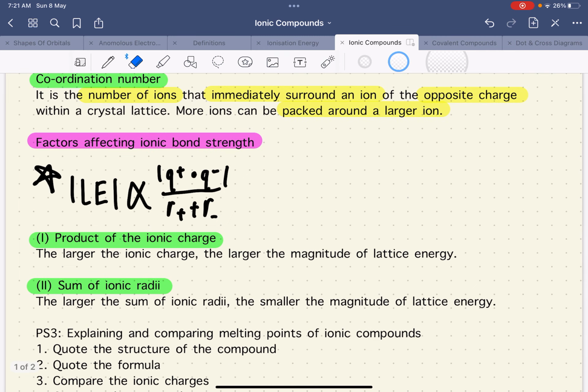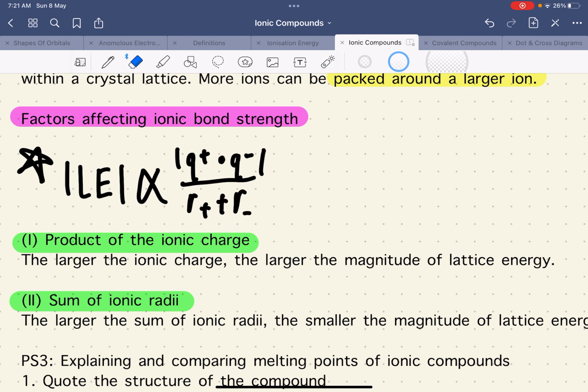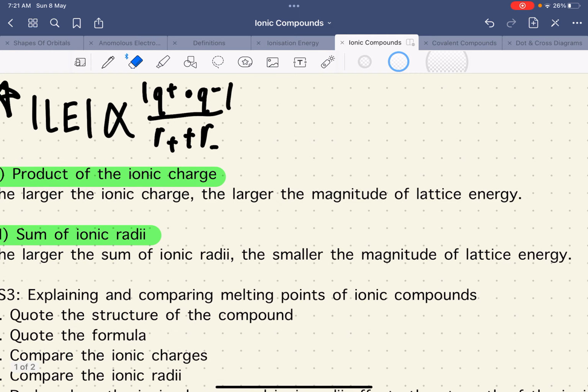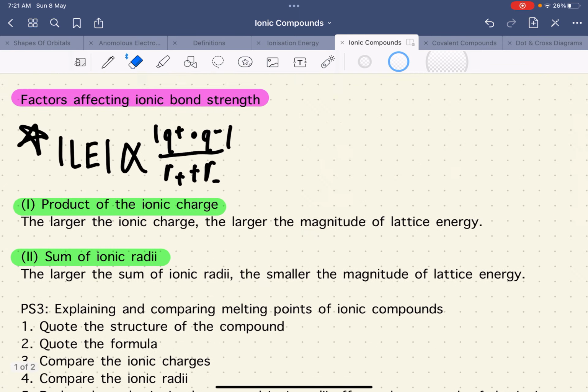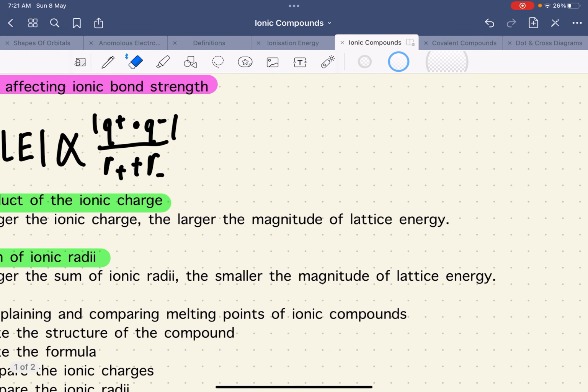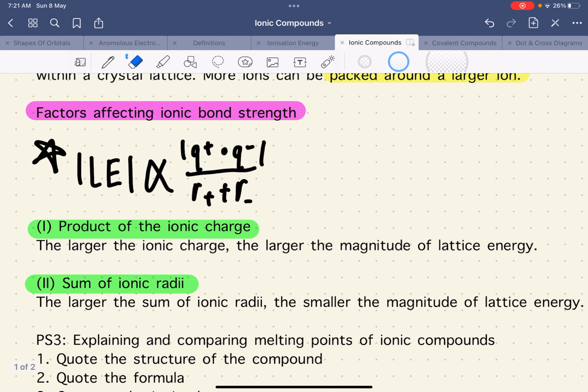Now let's get the factors affecting ionic bond strength. Now this is a very important formula. The modulus of the lattice energy is directly proportional to the modulus of the product of the charges of the cation and anion over the sum of the radii of the cation and anion. The larger the ionic charge, the larger the magnitude of lattice energy. And the larger the sum of ionic radii, the smaller the magnitude of lattice energy. It means this one is directly proportional and this one is inversely proportional. We can see from the formula as well.